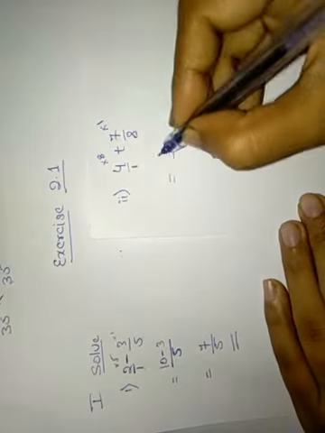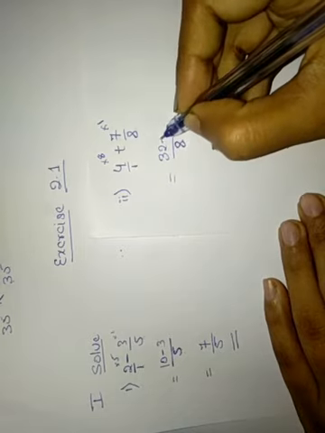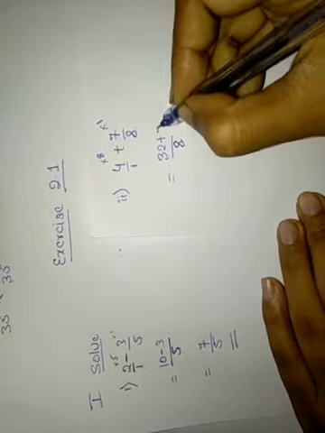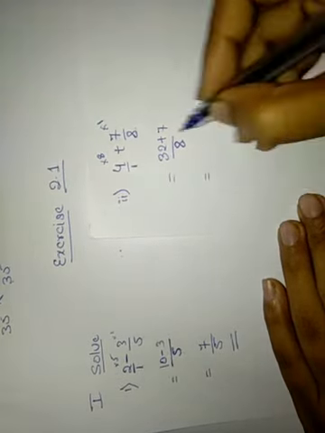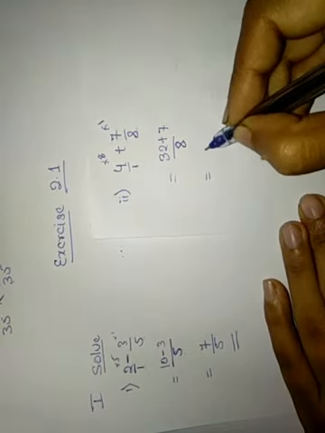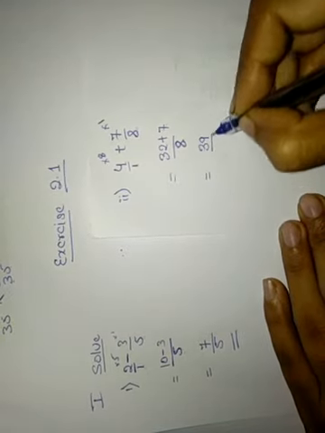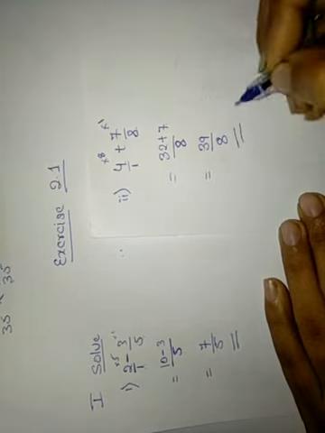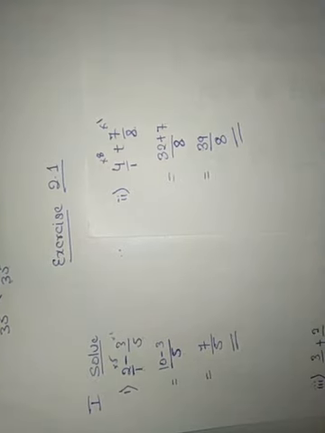Now 4 8s are 32 plus 7 1s are 7. Then 32 plus 7 will get 39 divided by 8. This is the required answer.